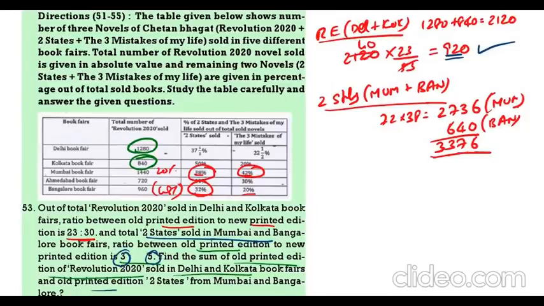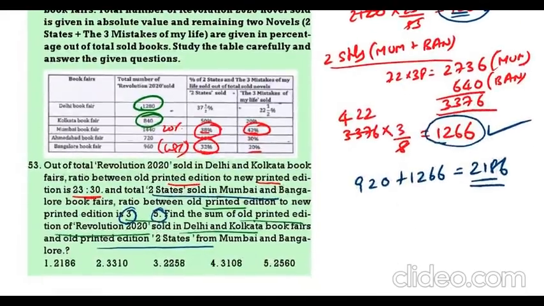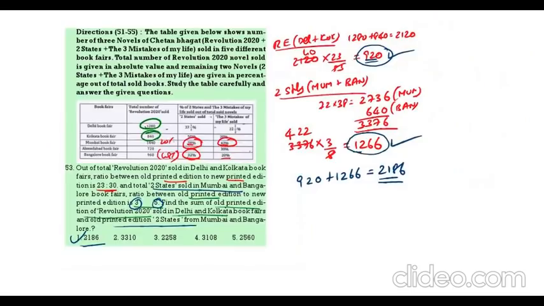In this, old 3, new 5. We have to find old of two states. So 3376 into 3 by 8. 8 4s 32. 8 2s. 422 into 3, that is 1266. This is one value. Now what we have to find? Find the sum of 920 and 1266. 920 plus 1266, that is 2186. 2186 is the correct answer. Option 1 is the correct answer.